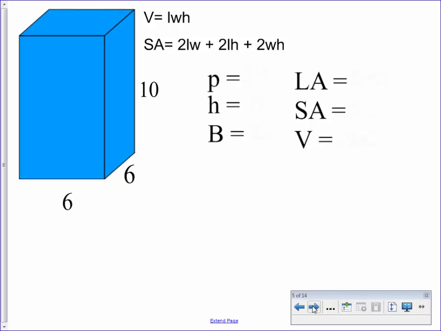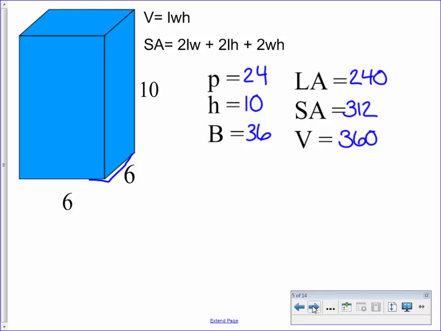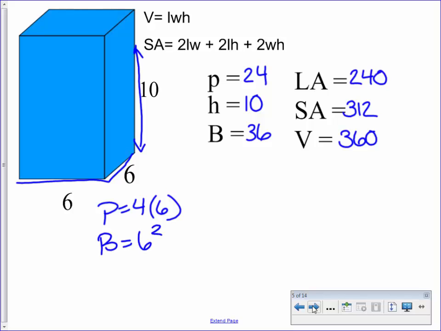All right, hopefully you have gotten these answers. Our base is this bottom part, so to find the perimeter, it's going to be 4 times 6 because it's a square. Our height is the distance between the two bases, and then the big B is going to be 6 squared because it's a square. And then you're just plugging it into the formulas.